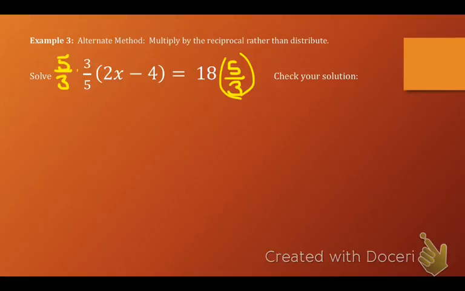So on the left I have 3 factors, 5/3, 3/5, and then this whole quantity is a third factor. So I'm going to multiply the first two together first, which results in 1. And 1 times 2x minus 4 is just 2x minus 4. On the right, the 3 and the 18 will reduce, so I get 6 times 5 is 30.